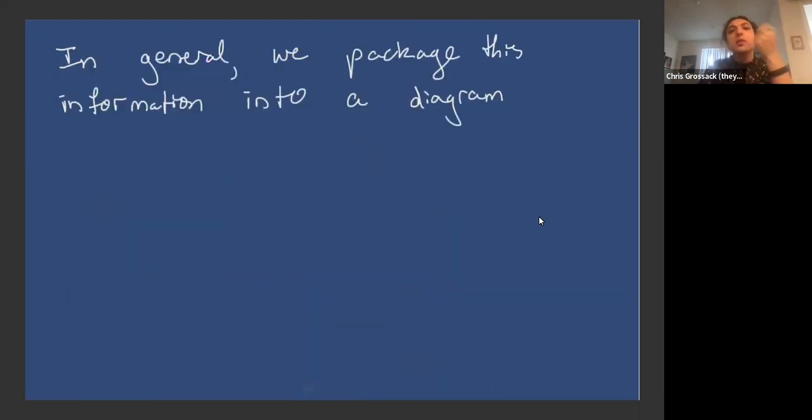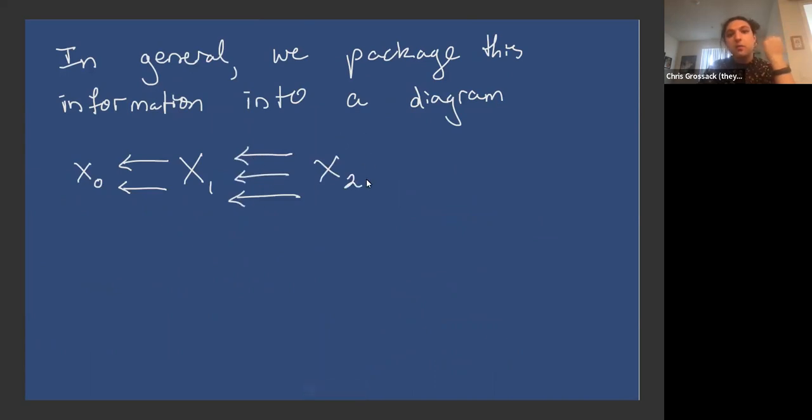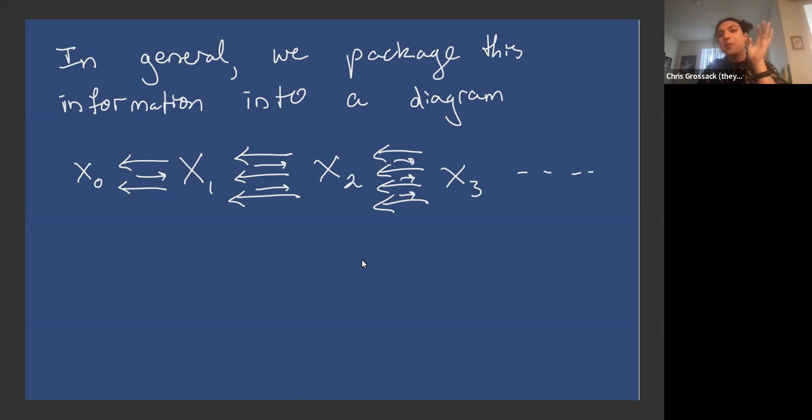In general, we package this information into a diagram. We have our 0 cells x0, we have our 1 cells x1, and we have 2 maps, which you should think of as being the 2 endpoints of my arc, from x1 to x0. We have 2 cells x2, and if you give me a triangle, I should tell you what its 3 edges are, so x2 to x1. I have 4 sides of the tetrahedron, and so on. And then there are these other arrows going in the other direction called the degeneracy maps.